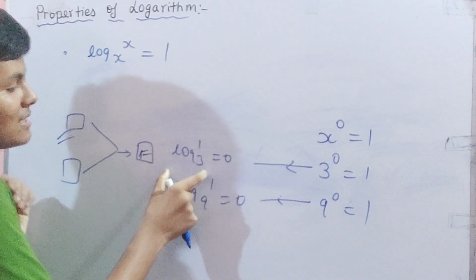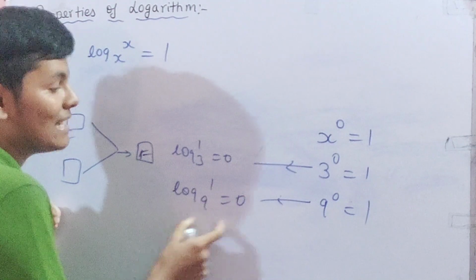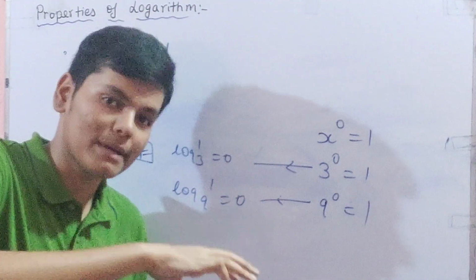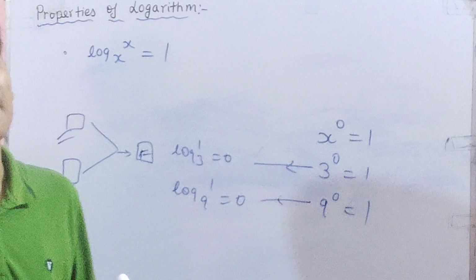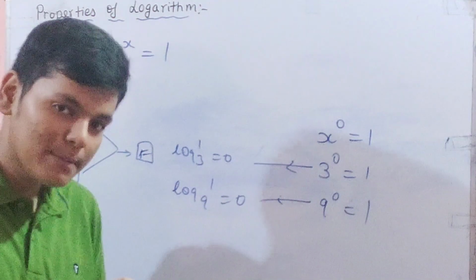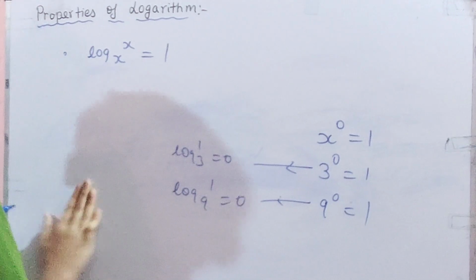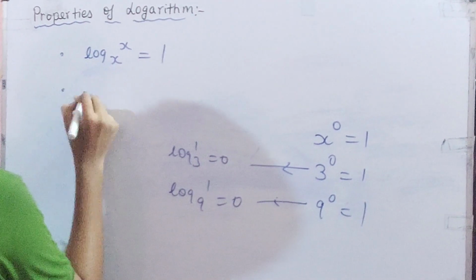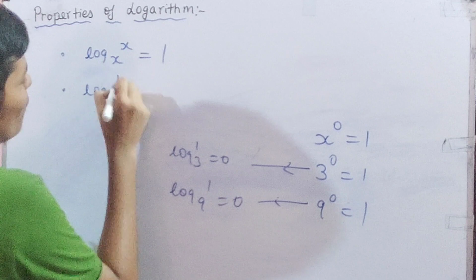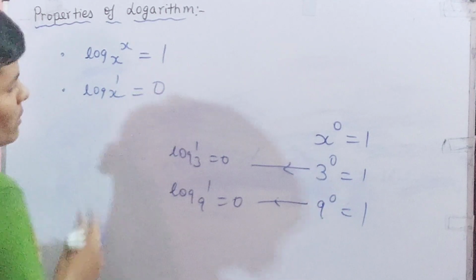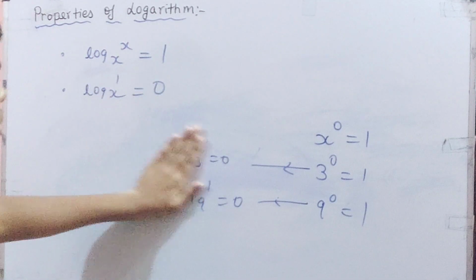Log of 1 to the base 3 is equal to log of 1 to the base 9, that is equal to 0. So a single input should not have multiple outputs; a single input should have a single output. So we can define this as a function. So the second property is log of 1 to the base x is equal to 0, always. This is also a common term.